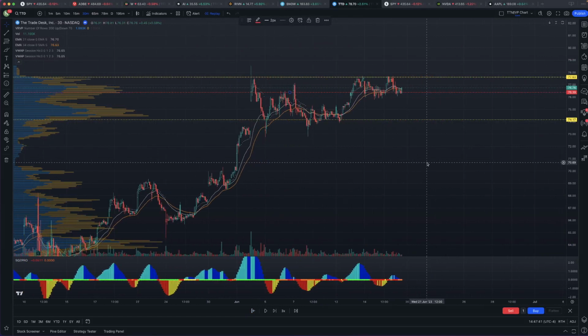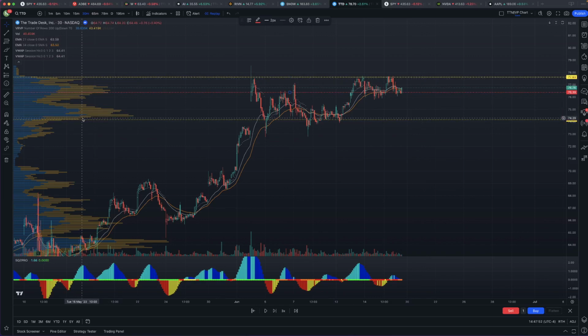We know we want TTD. It's sitting at, well, you can see that that's not the point of control anymore, because this is a dynamic volume profile indicator, so it changes. So this red line would not be the true point of control. The true point of control at this point on Friday of last week would have been down here at 74.54.